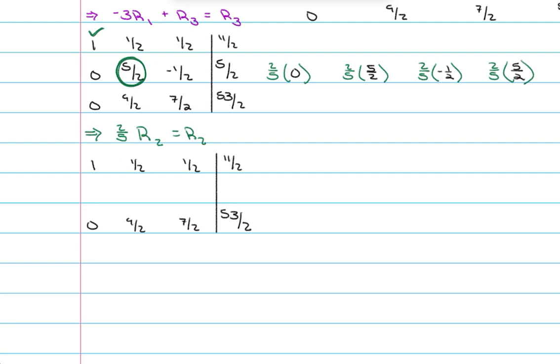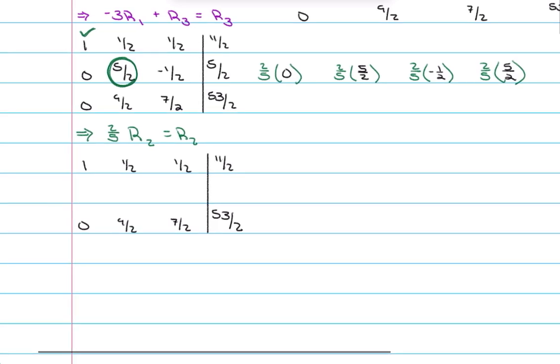For my second row, 2/5 times 0 is 0. 2/5 times 5/2 is 1. 2/5 times negative 1/2 is negative 1/5. Still have a fraction, that's okay. 2/5 times 5/2 is 1. Okay, so that's my new row 2. Copy that: 0, 1, negative 1/5, and 1.